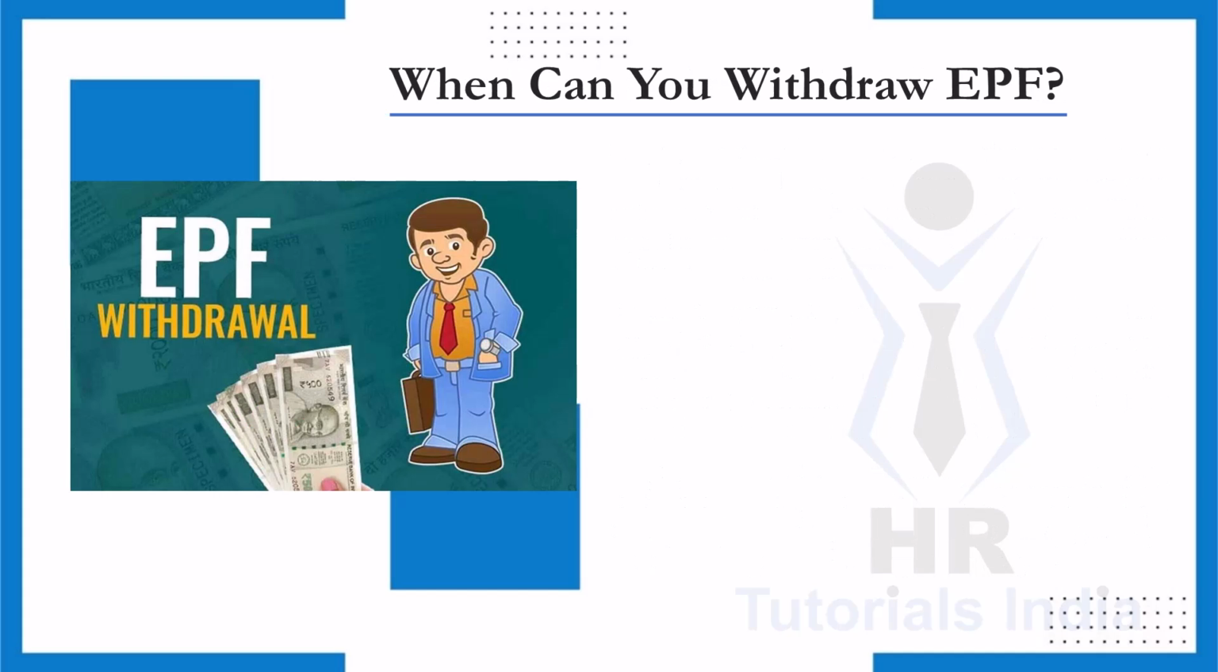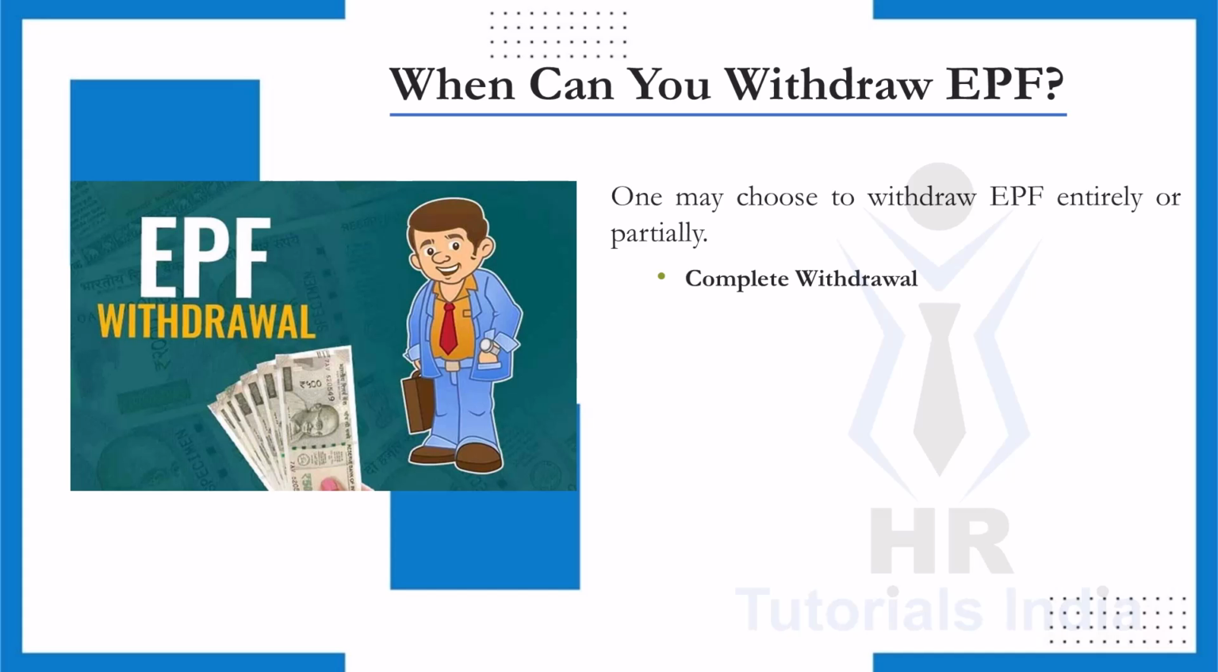When can you withdraw PF? One may choose to withdraw EPF entirely or partially. Complete withdrawal can be done at the time of retirement. Partial withdrawal can be done depending upon the requirements, and the employee should meet the conditions to withdraw the partial EPF. Now let us see complete withdrawal and partial withdrawal.